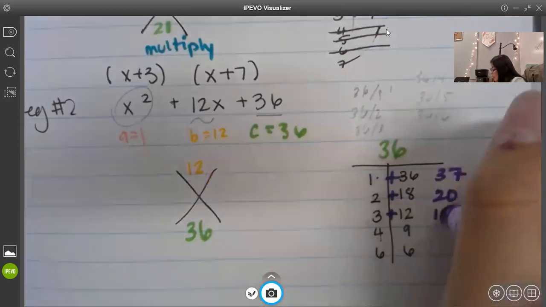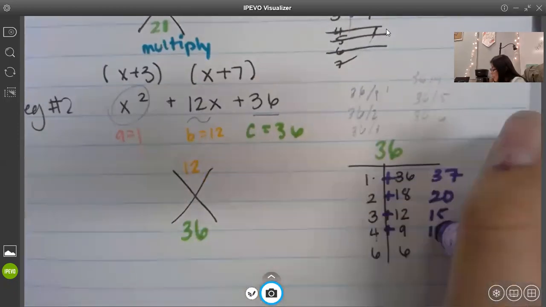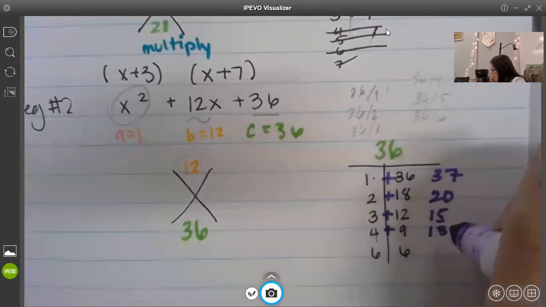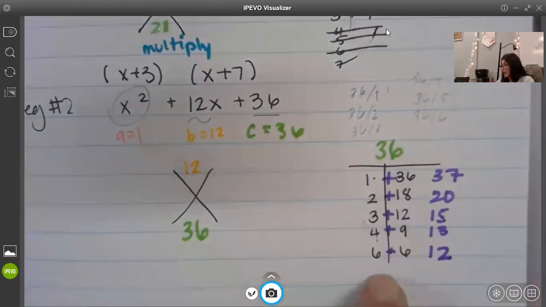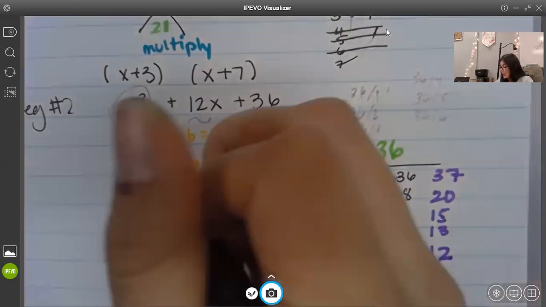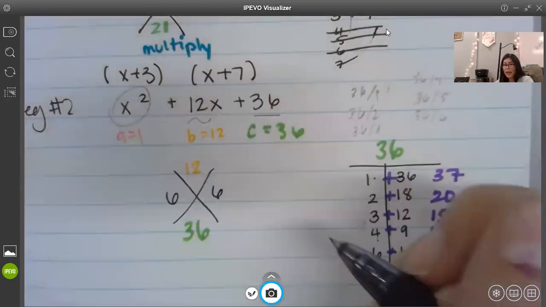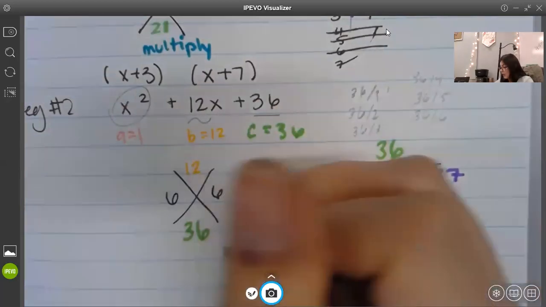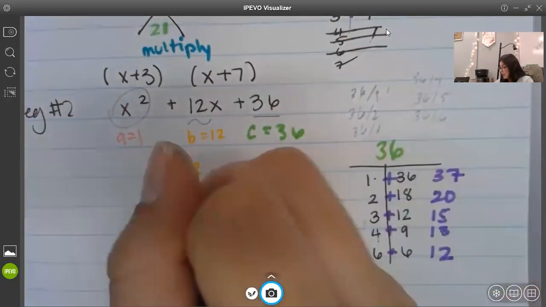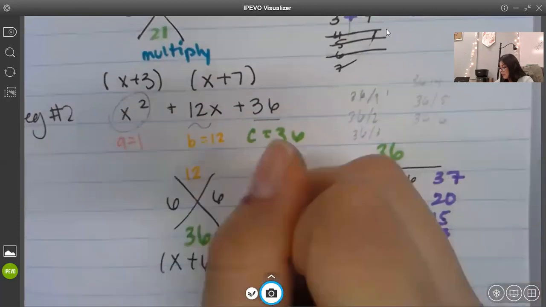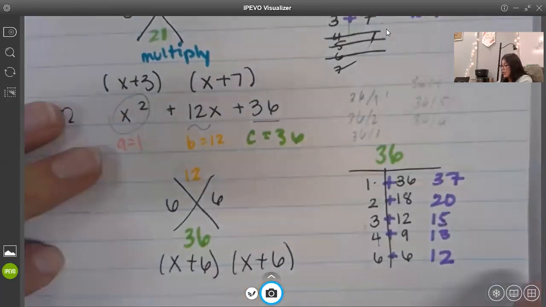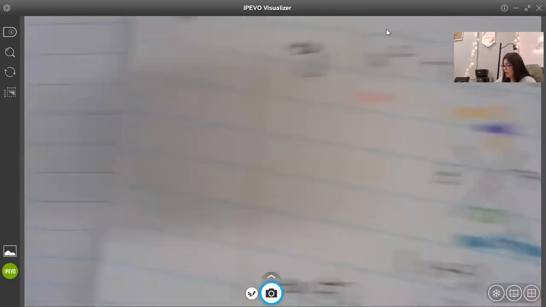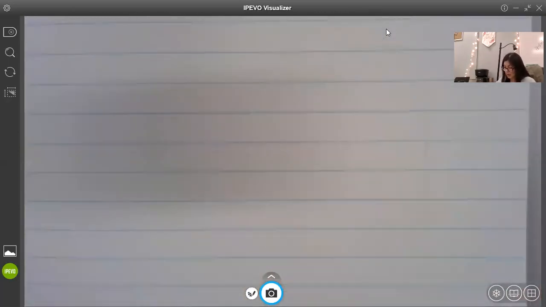3 plus 12 is 15. 4 plus 9 is 13. 6 plus 6 is 12. So that means my factors are 6 and 6. Because 6 plus 6 is 12, and 6 times 6 is 36. So I'm going to write x plus 6 and x plus 6. If they were negative, I would change it to minus. All right, let's do one more, and then you will have some time to practice on your own.